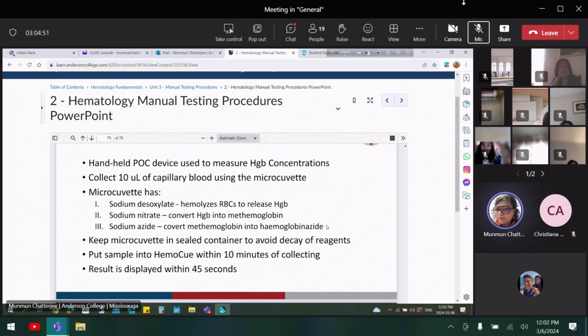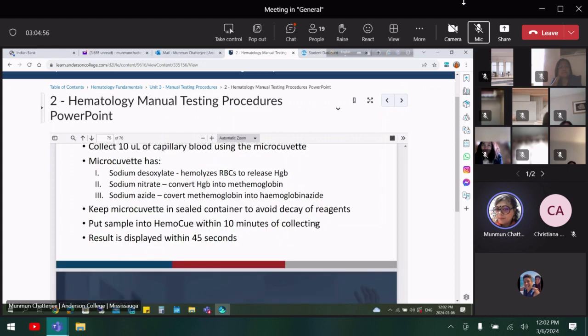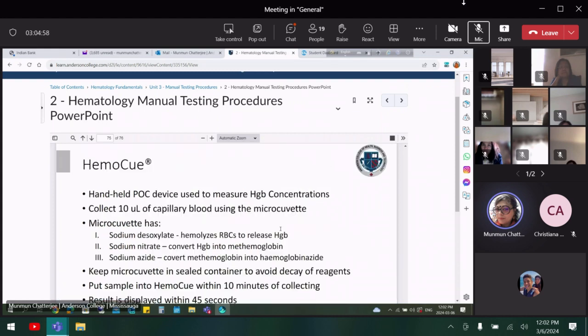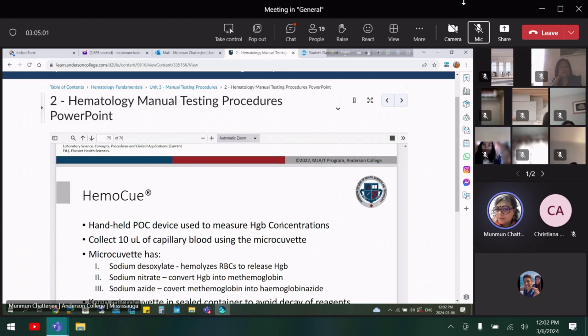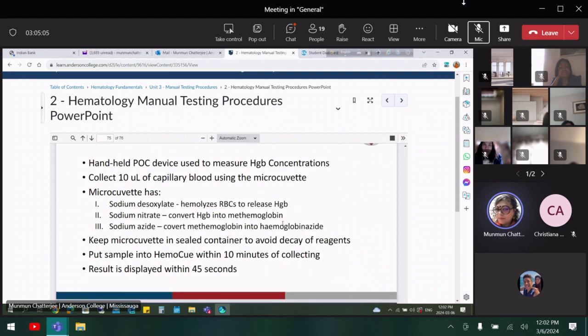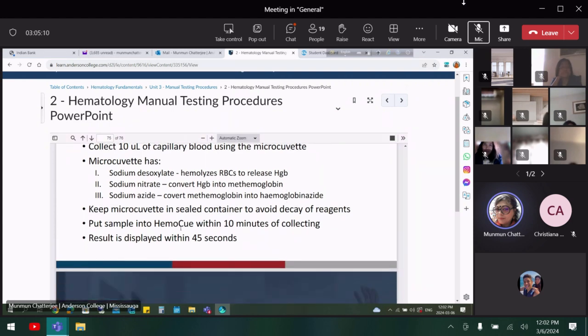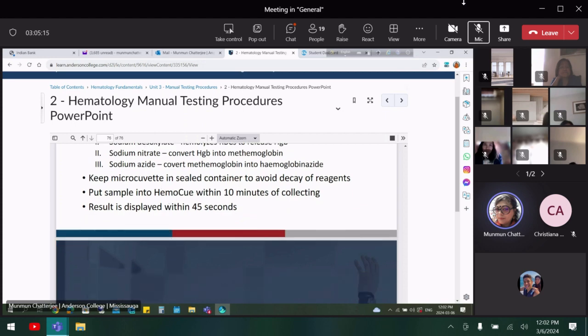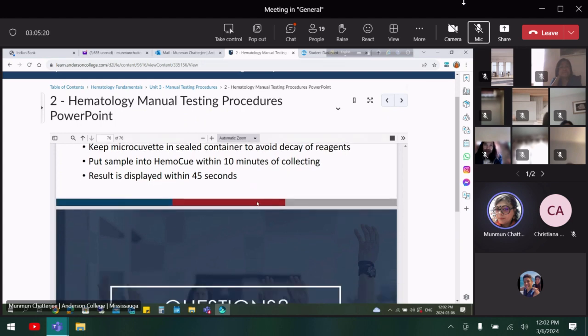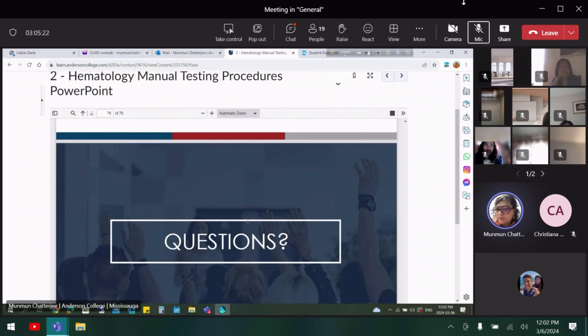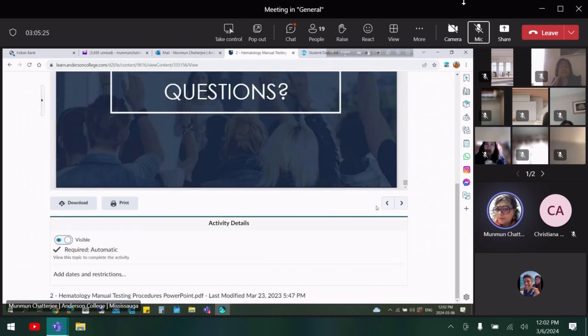So basically, HemaQ is used for point of care testing. It uses wavelengths of light. It is a photometric method. You don't need to remember that. It measures the hemoglobin concentration using the light source, and keep it in a sealed container to avoid decay of reagents. Put samples in the HemaQ within 10 minutes of collecting. So immediately you have to do the test and the result will display in 45 seconds. Any questions? We are all done for this one.